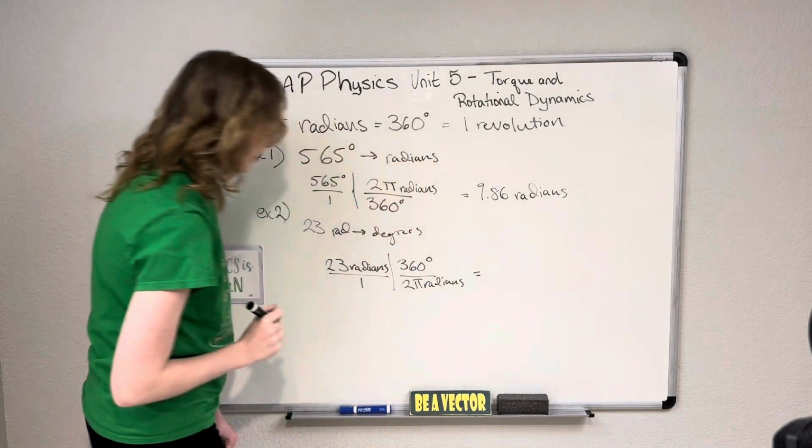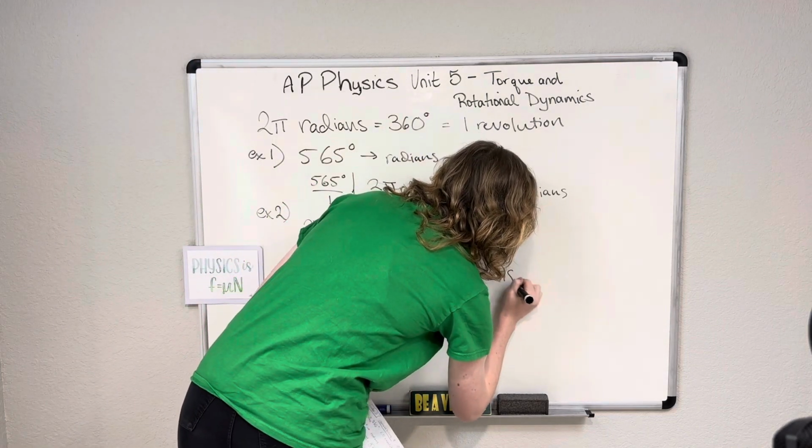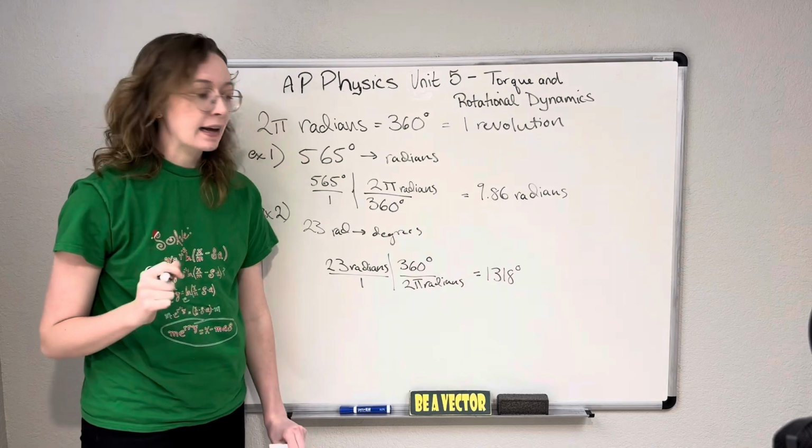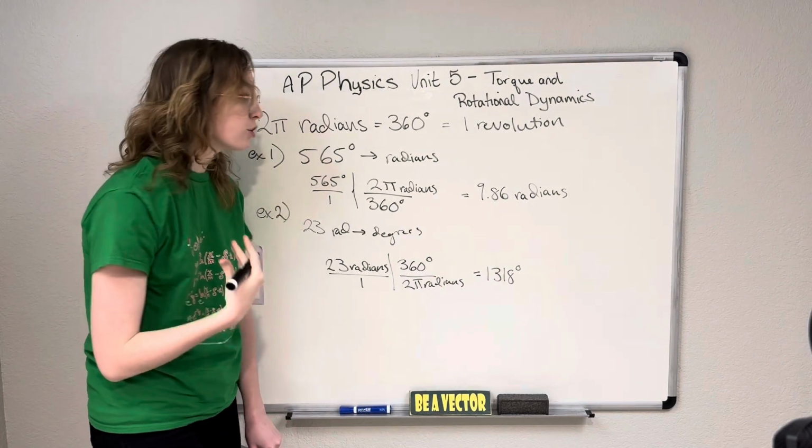Then in the end, this is equal to 1,318 degrees. Okay, now that's a number I can kind of think about. That's multiple turns around in a circle. That's something I can visualize.